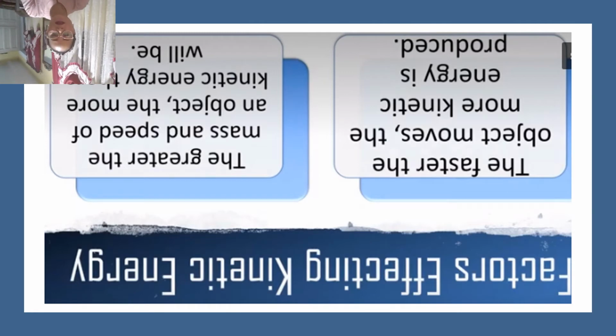Okay, factors affecting kinetic energy. What are those factors that affect kinetic energy? Why do some things have more kinetic energy and some have less? One factor is the speed of a moving object. The faster the object moves, the more kinetic energy it has. The second factor is the mass of an object. The more massive an object is, the more kinetic energy it has.